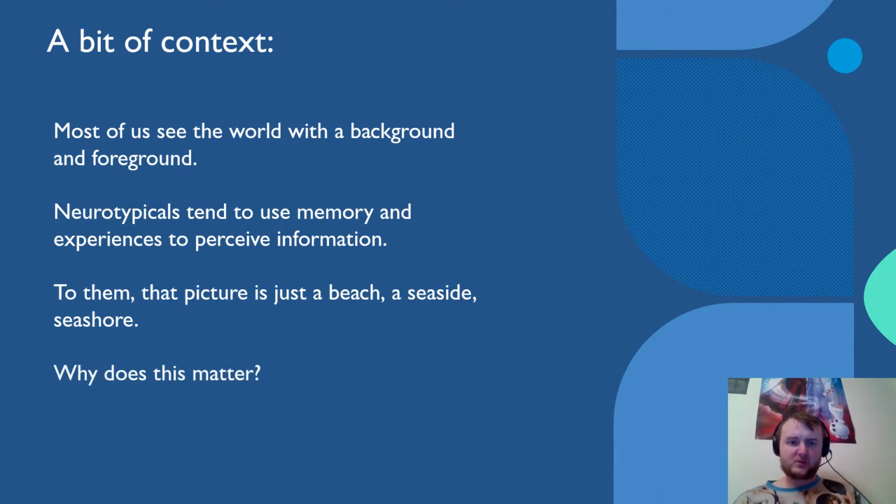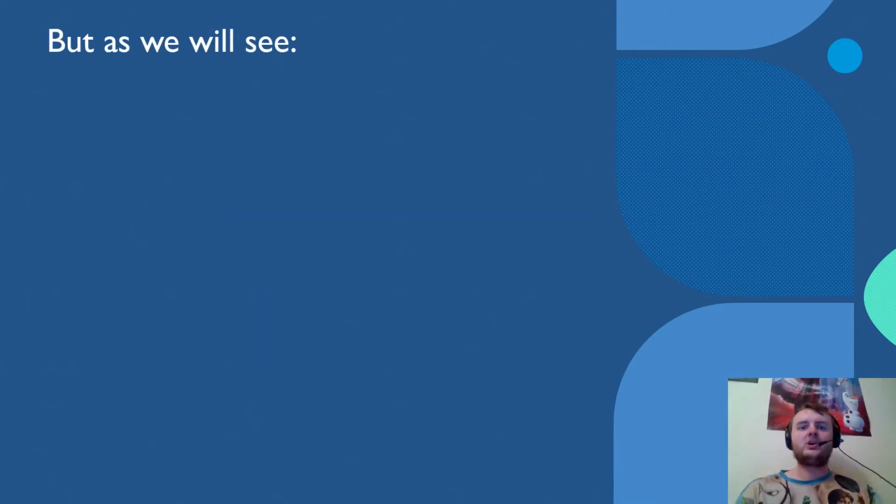Therefore, what the neurotypical person probably saw was just a picture of a beach, a seaside, a seashore, or however you want to call it. You saw an entire picture of it. Now you may be thinking, well, why does this matter? What exactly is the point here? Well, there are substantial differences between the ways neurotypical and autistic people perceive this information. It is now time to delve a little bit deeper into the message behind the beach picture.